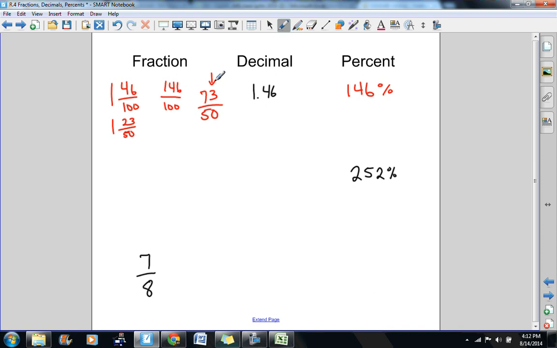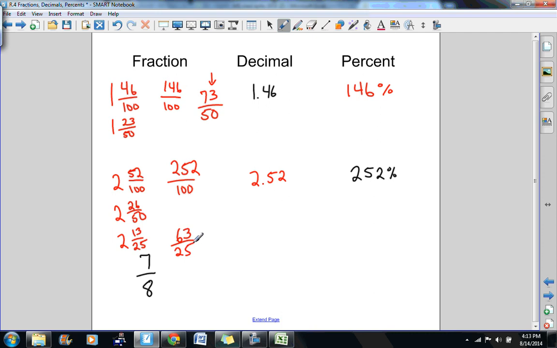Now, for the 252%, we have to move that back to a decimal. So that becomes 2.52, like that. And then to make that into a fraction, that's going to be 252 over 100. Simplifying here, we get 126 over 50, which can simplify again into 63 over 25. And I just shortcutted that one a little bit to save some time.